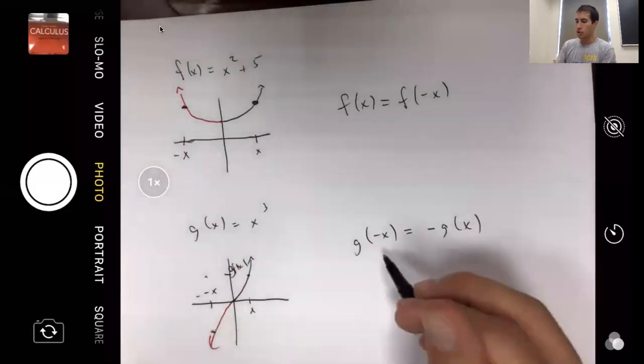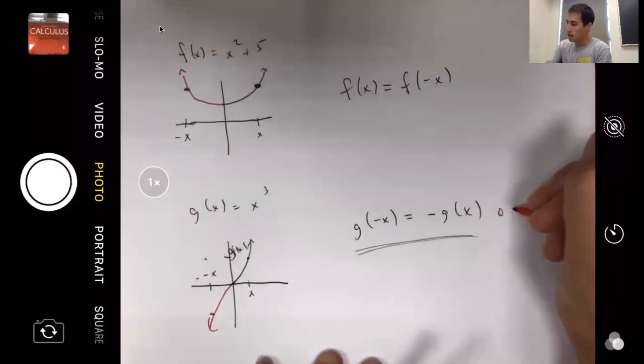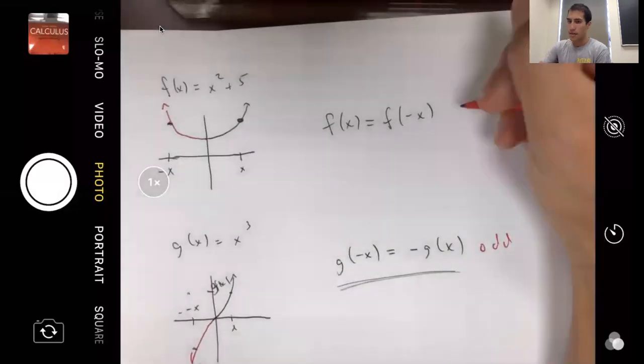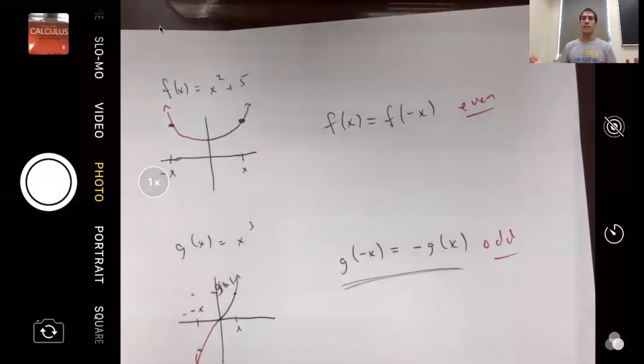And so a function with this property, that g of negative x is equal to negative g of x for all x, is what's called odd. This is the property that defines odd, and this is the property that defines even. So these are two symmetries that functions can have, and it's often very useful. You can use the symmetry to understand something about the rest of the graph if you know something.